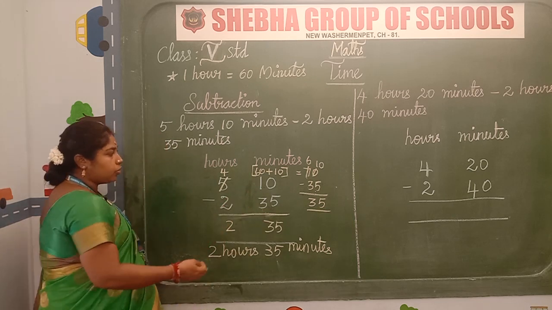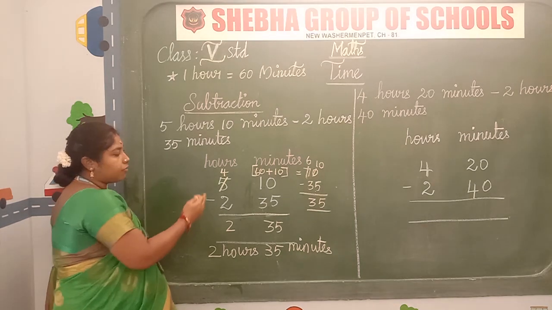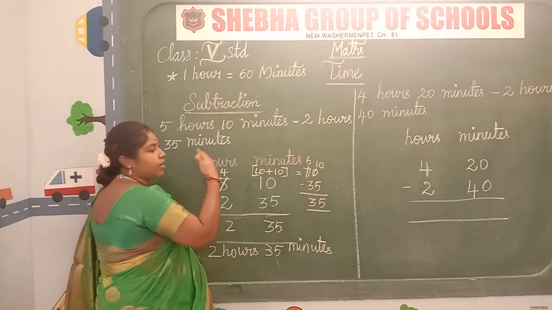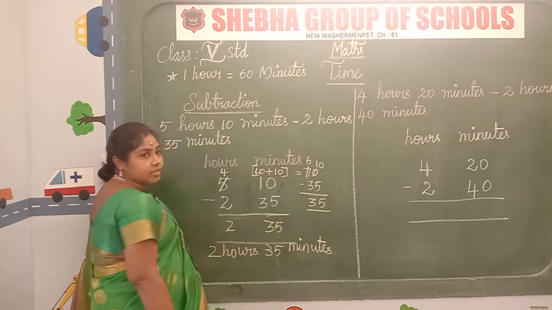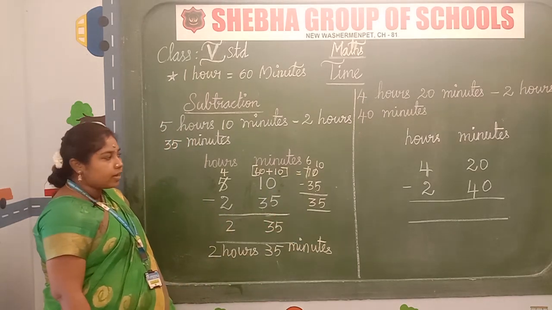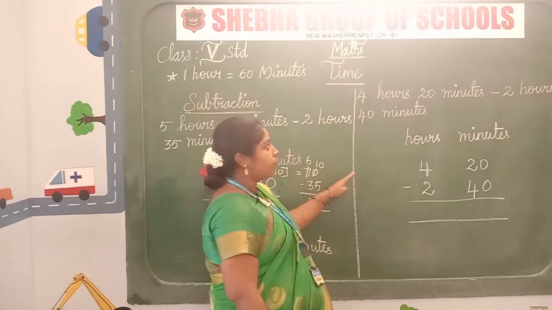What we are going to do, we are borrowing from the hours. Then we are doing the subtraction. Clear? Now we move on to the next sum.